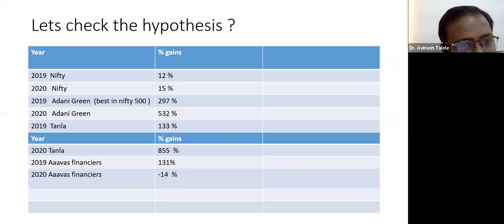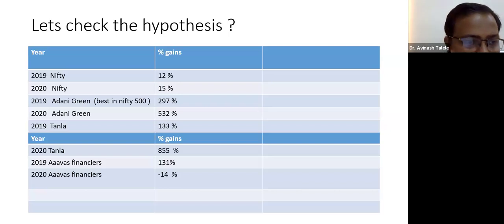Now in 2019, Adani Green was the best performing stock from the Nifty 500. It gave 297% returns. Even if we caught it at the 52-week high, or say at the end of one year, see what happened in 2020: Adani Green gave 532% returns. So just because a stock has risen by 200% or 100% doesn't mean that the journey is over. It can still go up. And historically that has been happening.